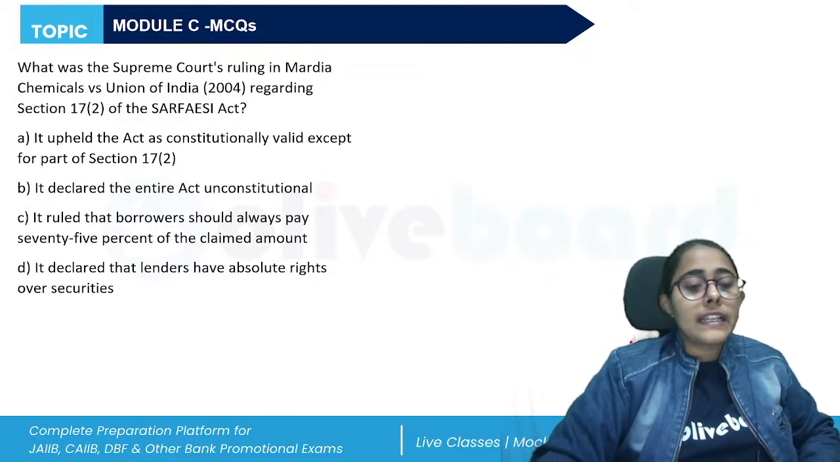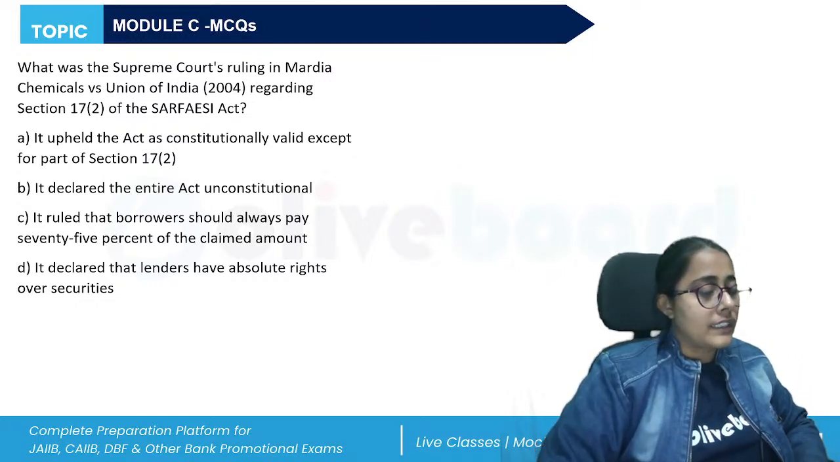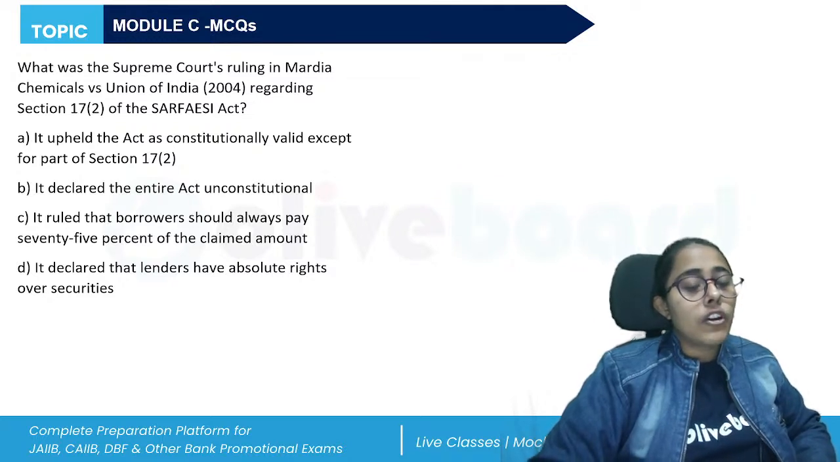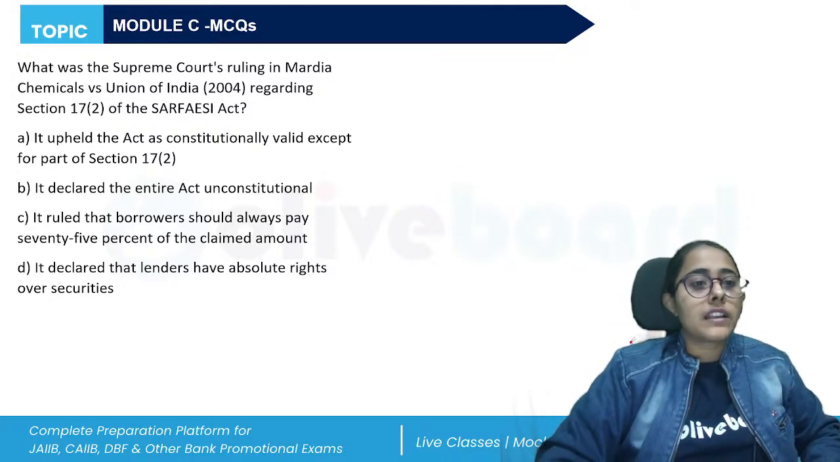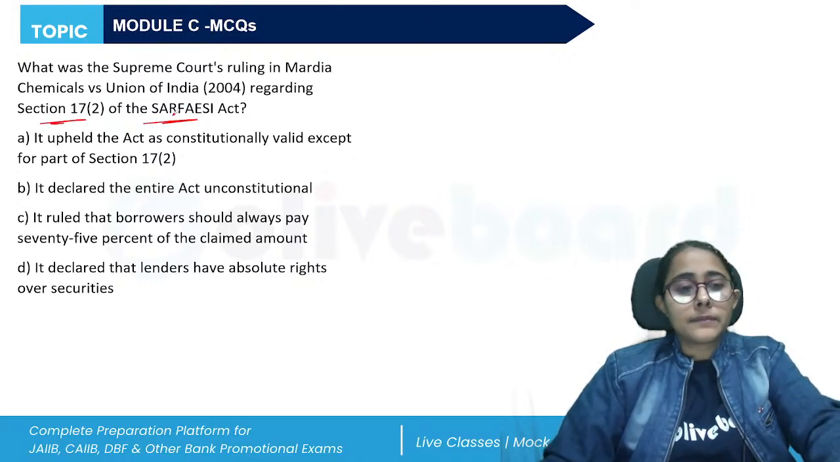It declared the entire act unconstitutional. It ruled that the borrowers should always pay 75% of the claimed amount, or it declared that the lenders have absolute rights over the securities. What was the ruling of the Supreme Court in this particular case? And this is related to section 17(2) of the SARFAESI Act.